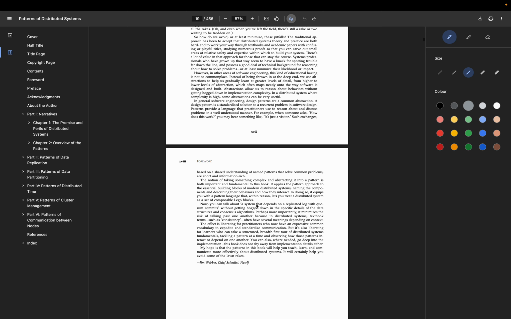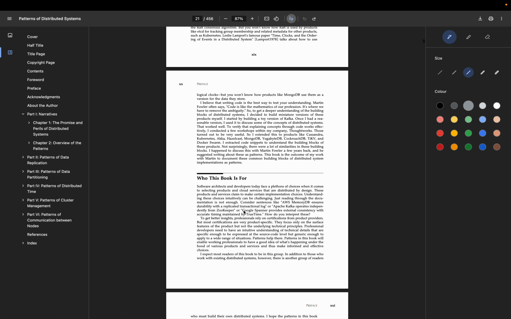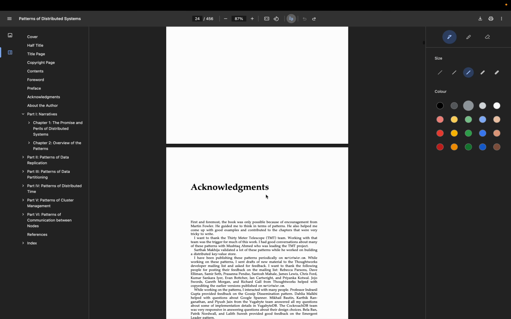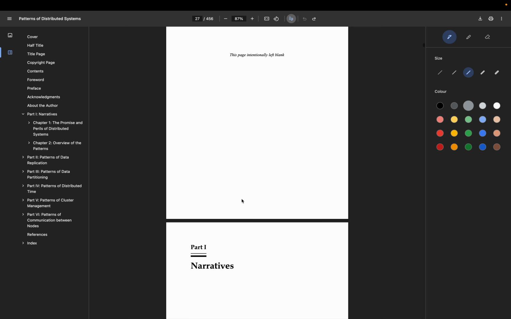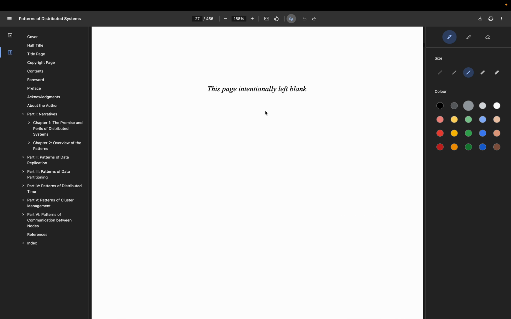Now we can go ahead with the chapters. This page is not important, it is just for the sake of the book: the page intentionally left blank.